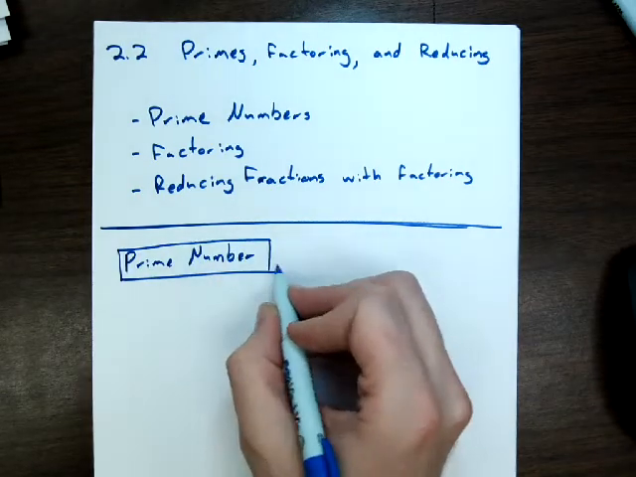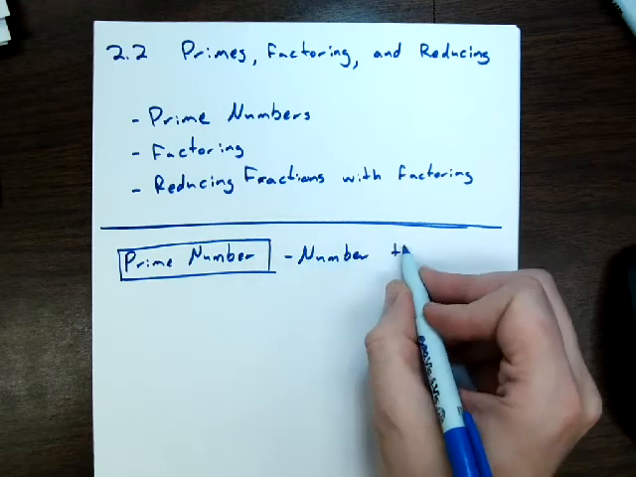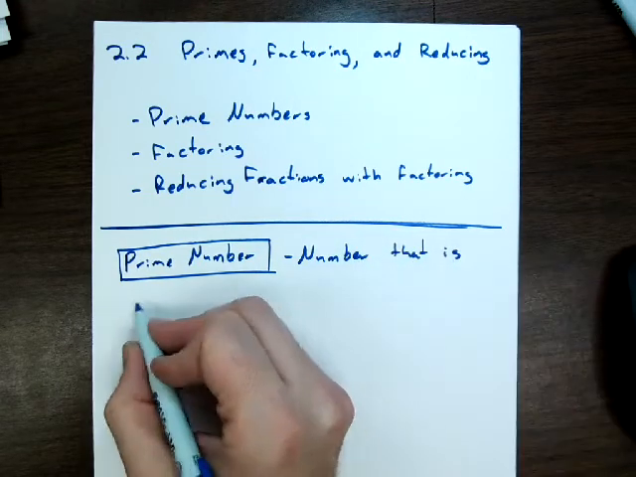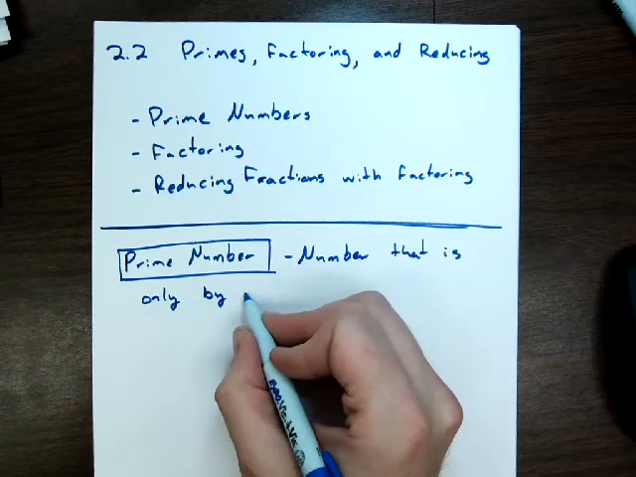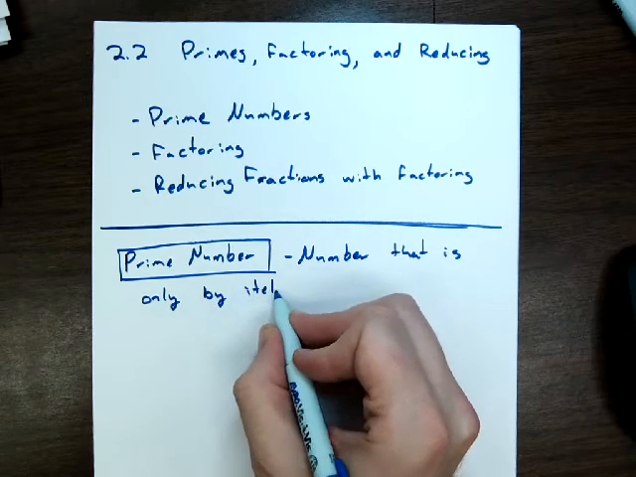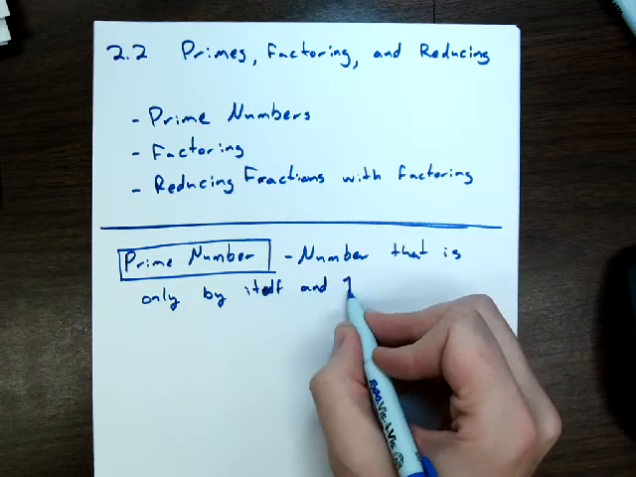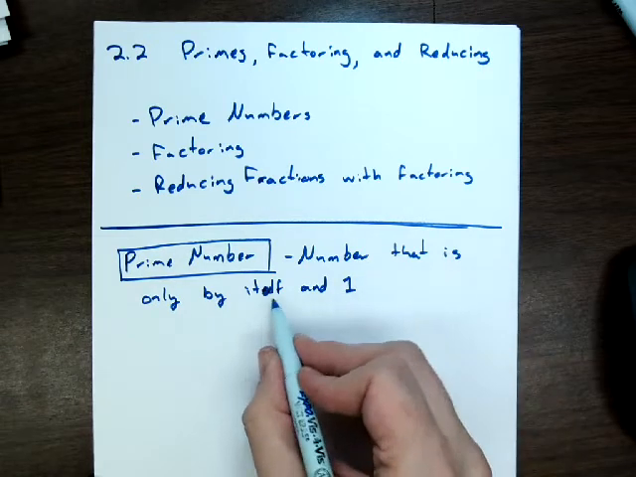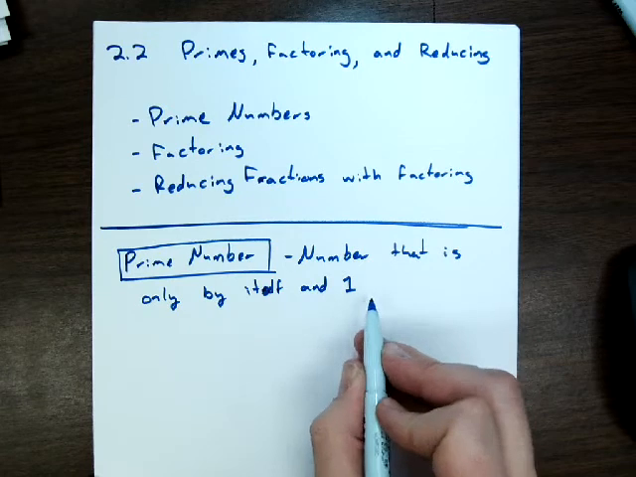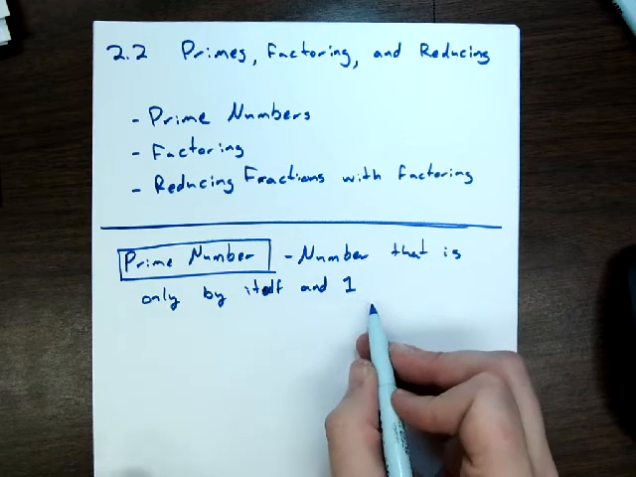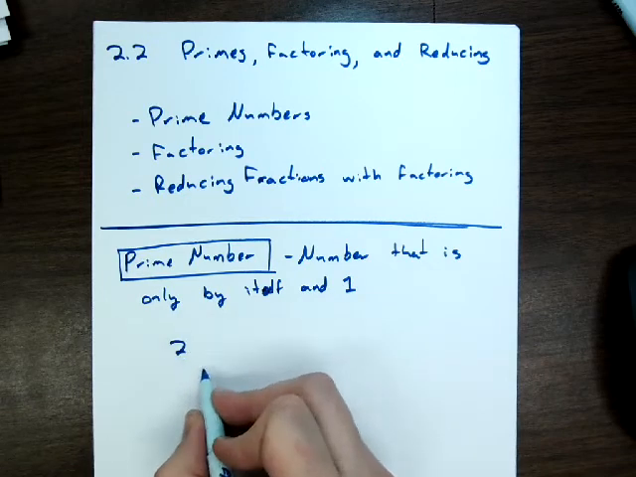is a number that is only divisible by itself and 1. Now, because we've written it like this, by itself and 1, this actually automatically excludes 1 from that list. So when we start thinking of numbers, well, 1 isn't, but hey, 2 is our first prime number.